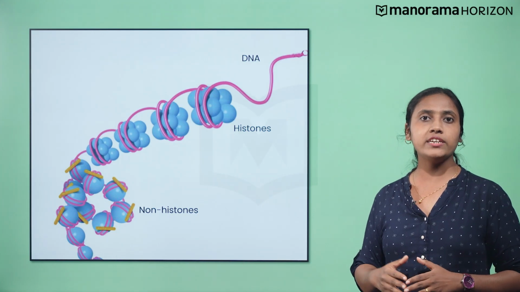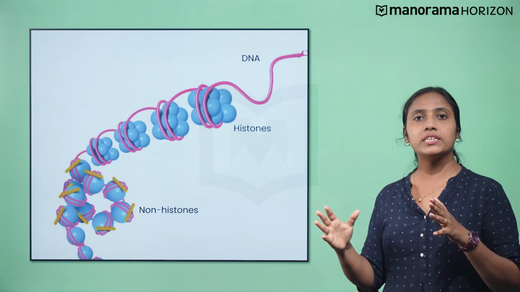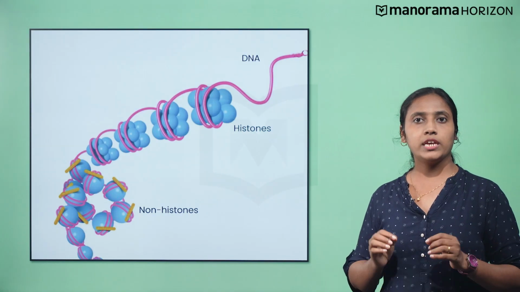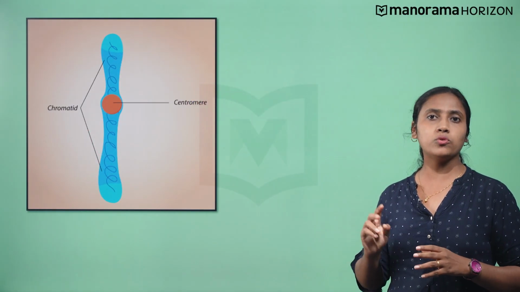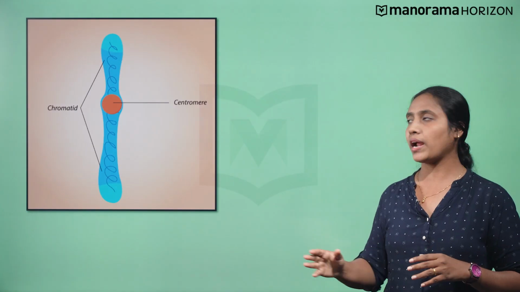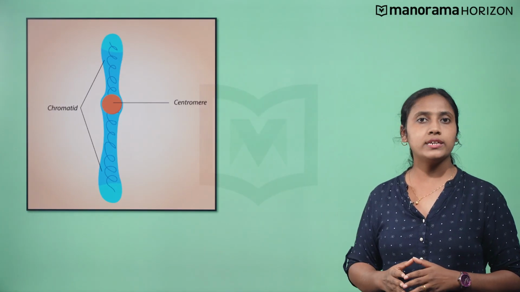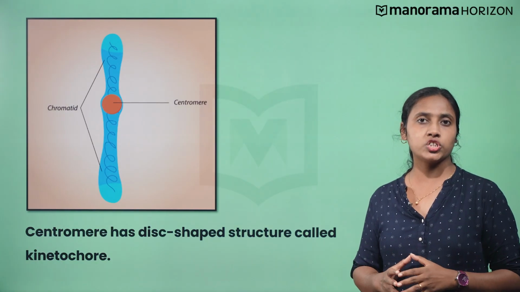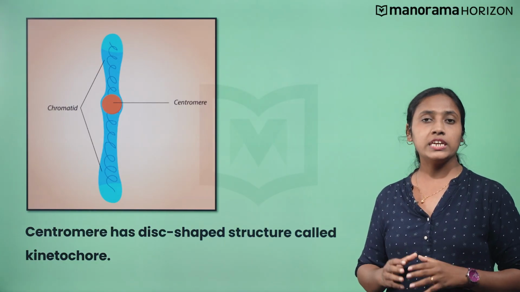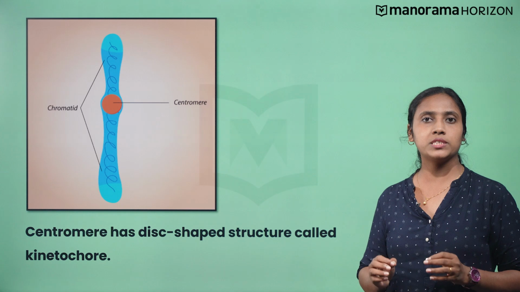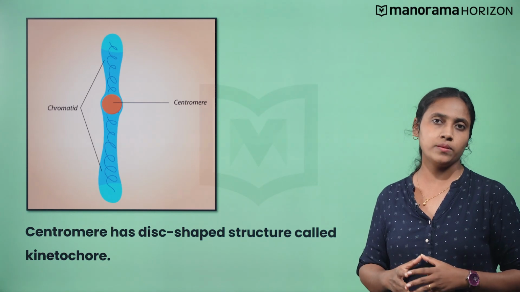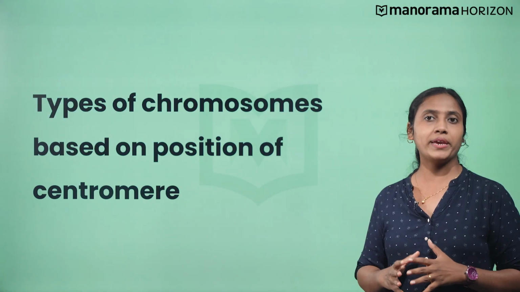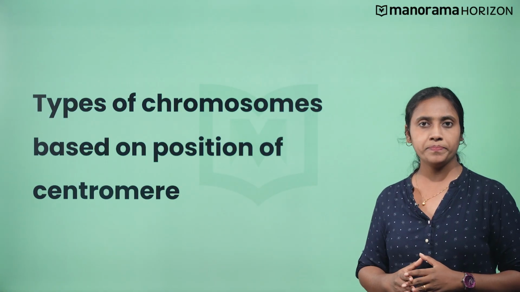When a cell is ready for division, chromosome is formed by condensation of chromatin fibers. Each chromosome has two chromatids separated by a primary constriction called the centromere. The centromere has a dish-shaped structure called kinetochore. It is to the kinetochore that the spindle fibers attach in metaphase. Do you know the different types of chromosome based on the position of the centromere?